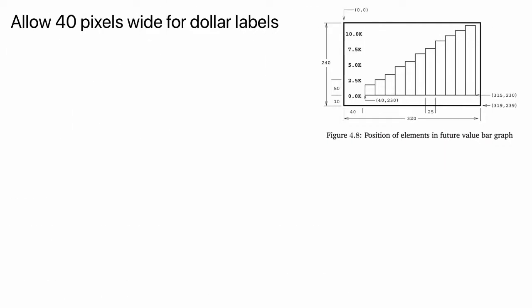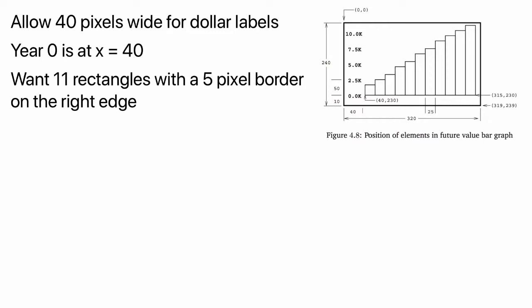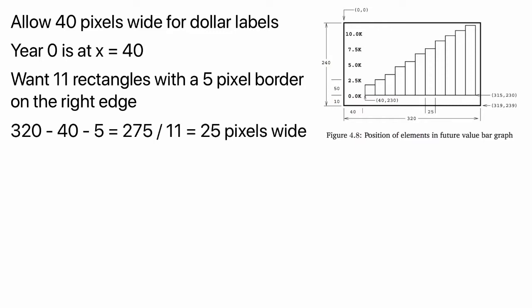We will leave 40 pixels at the left edge for the dollar labels. This means that the x-coordinate for the left edge of the first rectangle will be at x equals 40. We want 11 rectangles since there is one for the initial amount, and then 10 rectangles for the amount each year. We will leave a 5 pixel border at the right edge. This means we have 320 pixels, minus 40 pixels on the left, minus 5 pixels on the right, equals 275 pixels for the rectangles. Dividing that by the number of rectangles, each rectangle will be 25 pixels wide.